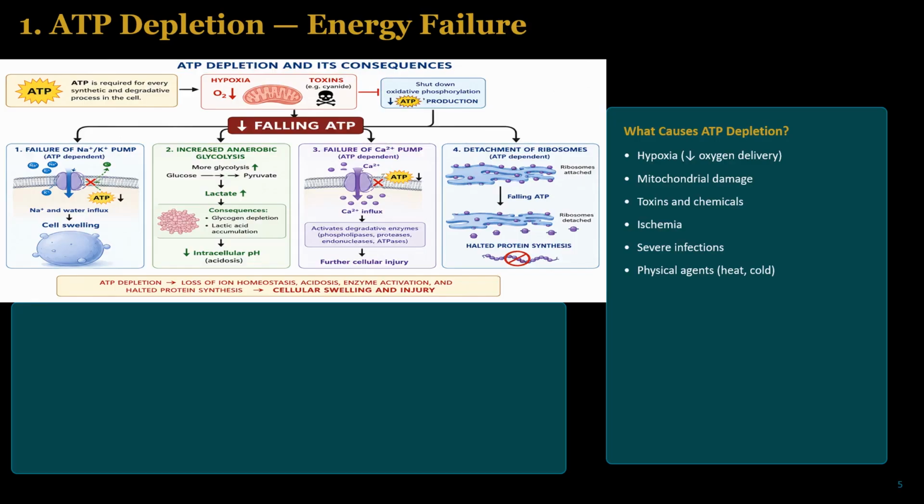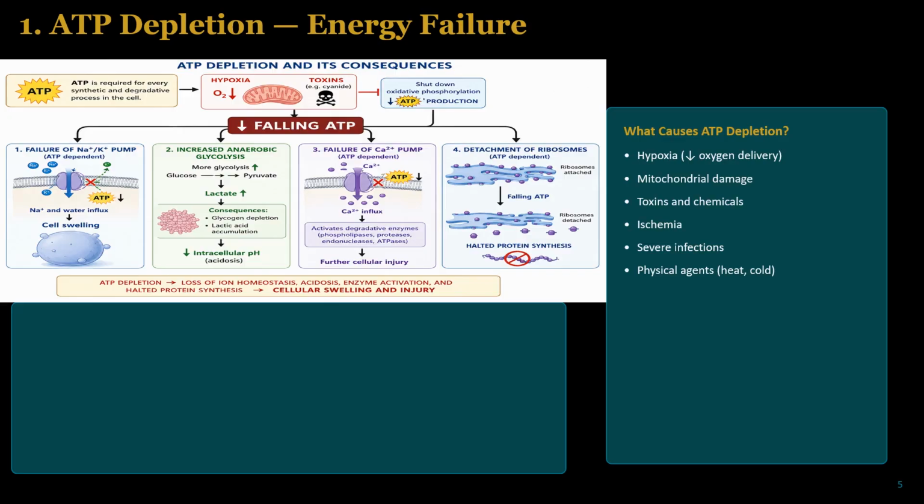Another result of falling of ATP is increase in anaerobic glycolysis. If there is a low amount of oxygen going into a cell, which causes a low amount of ATP, the cell will not undergo aerobic glycolysis. Rather, the cell will undergo anaerobic glycolysis. And anaerobic glycolysis leads to the production of lactate.